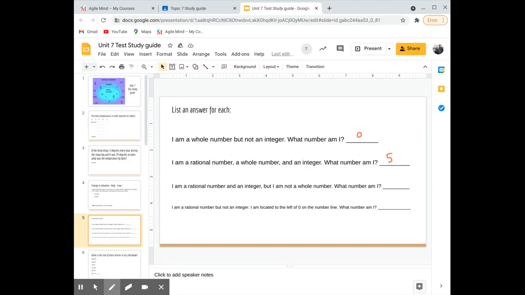All right, the next one says I'm a rational number and an integer, but I am not a whole number. What number am I? -5. Do y'all agree or disagree?